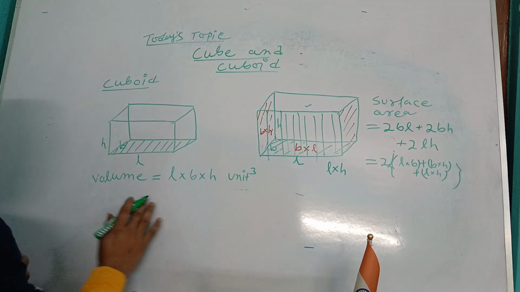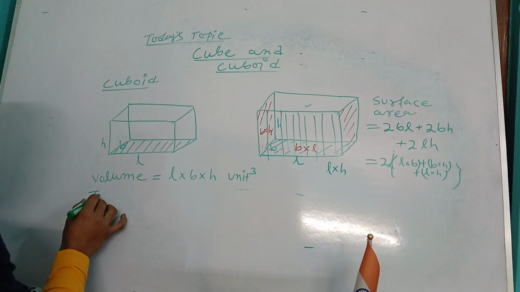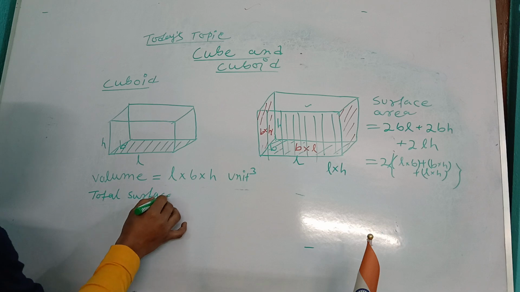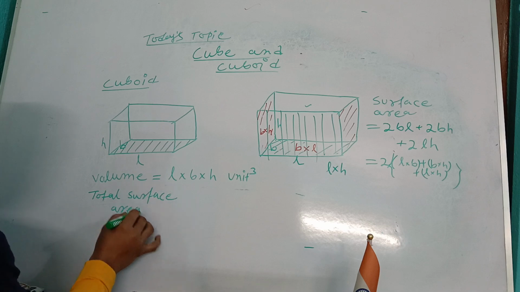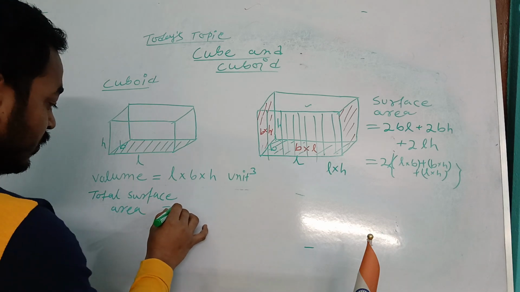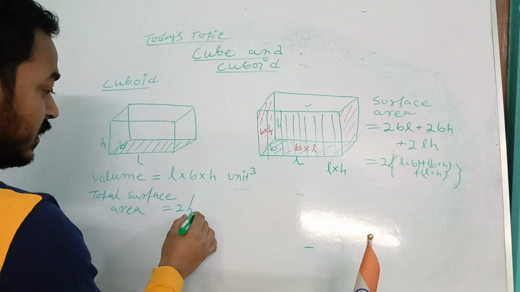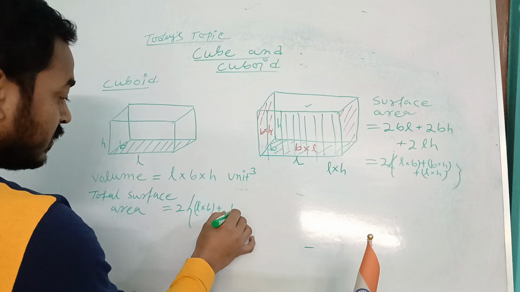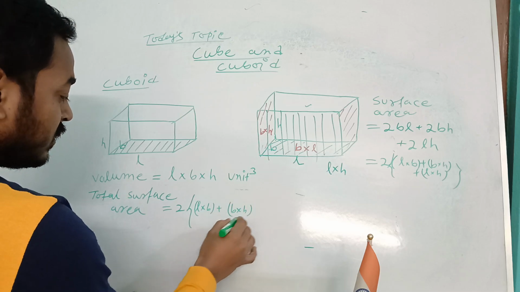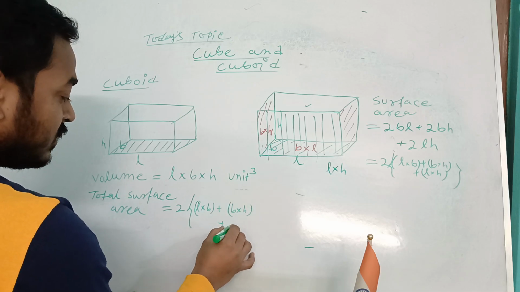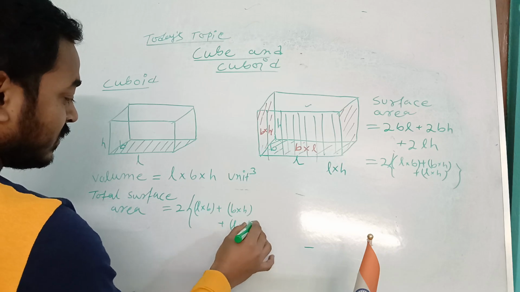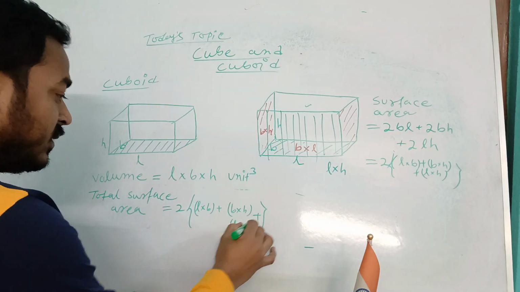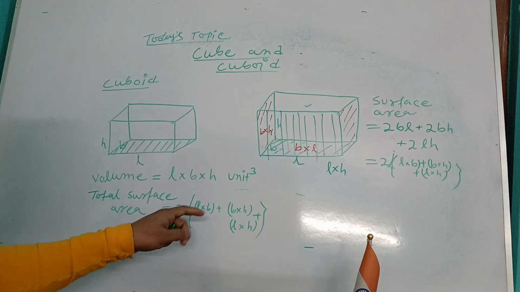Next one. So the total surface area we are getting is 2 into L into B plus B into H plus L into H. Okay? Or you can write plus sign here. So it is the total surface area.